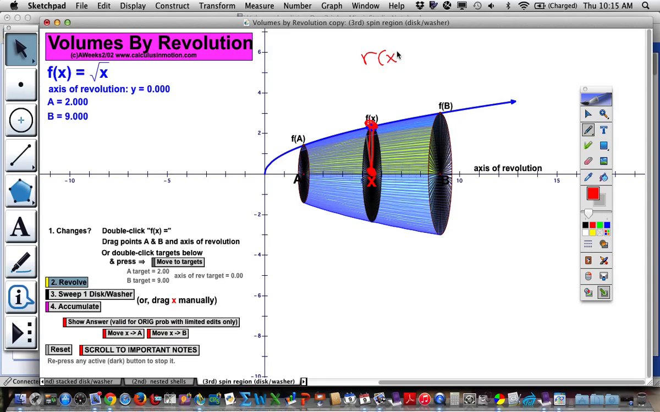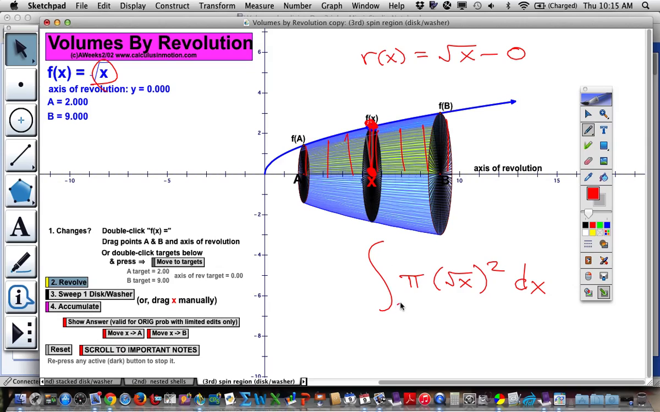Let's call it r of x. And that radius is the top y value, which in this case would be square root of x, minus the bottom y value, which is 0. So our integral was pi times the radius squared, this is our radius, and then dx is our thickness, and then those strips go from 2 all the way out here to 9. And so for this particular problem, this would be our integral that would give us the volume of that solid.